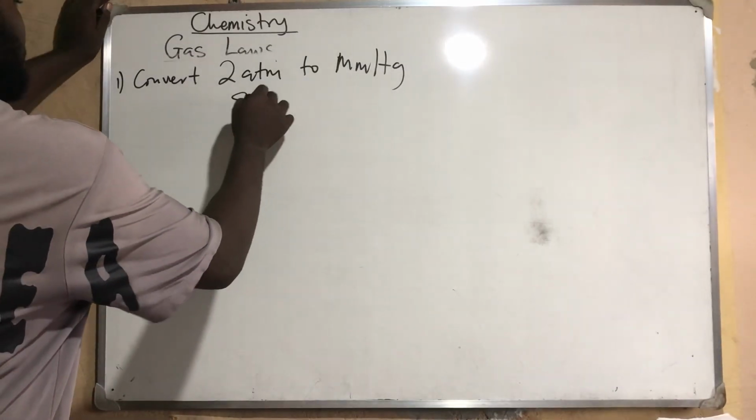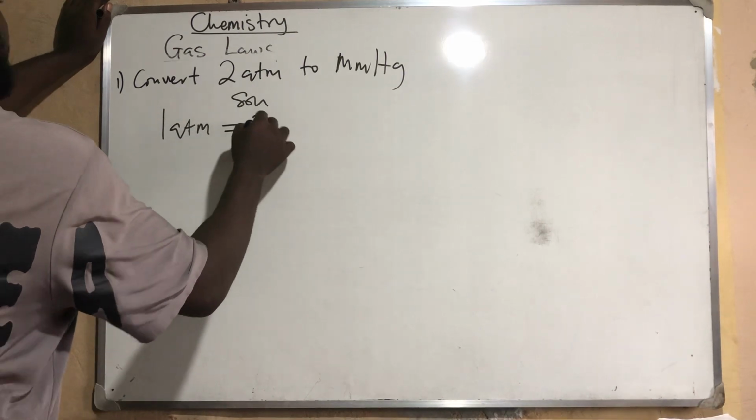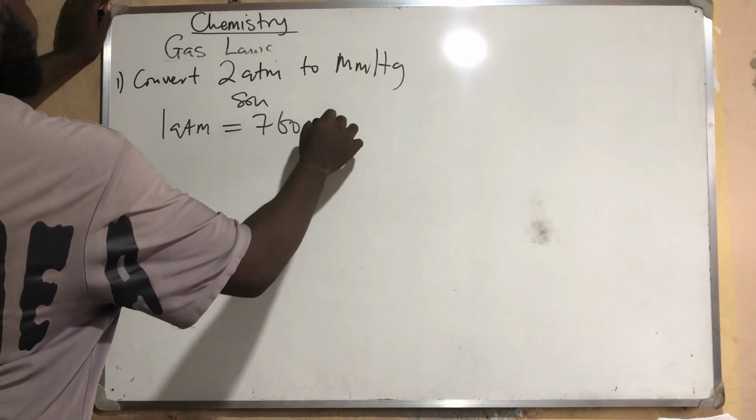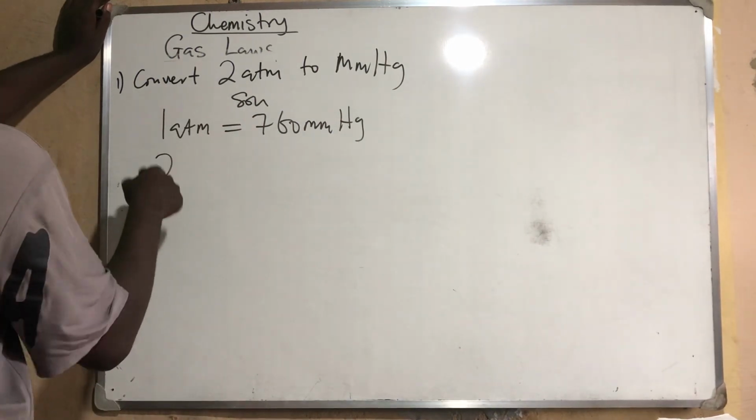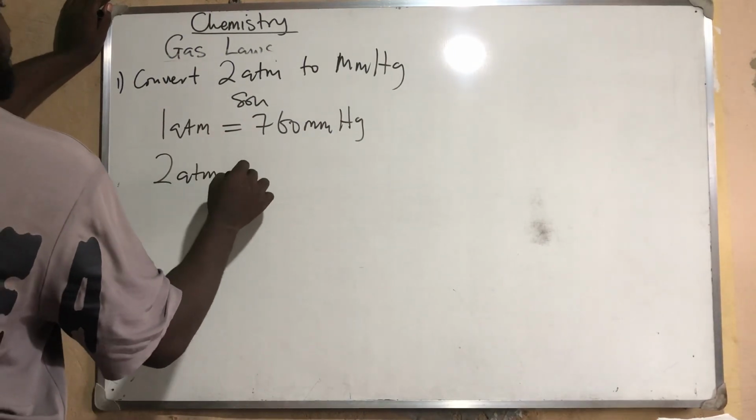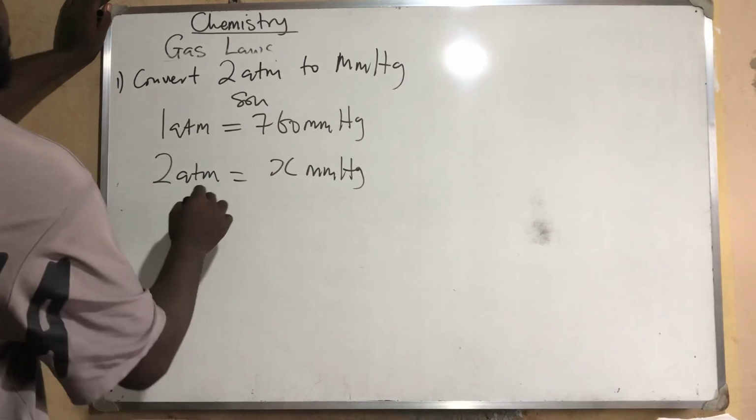So the solution is very simple. Just tell them that 1 atm is equal to what? 760 millimeter mercury. All right. So therefore, 2 atm is equal to what? X millimeter mercury. Then you cross multiply.